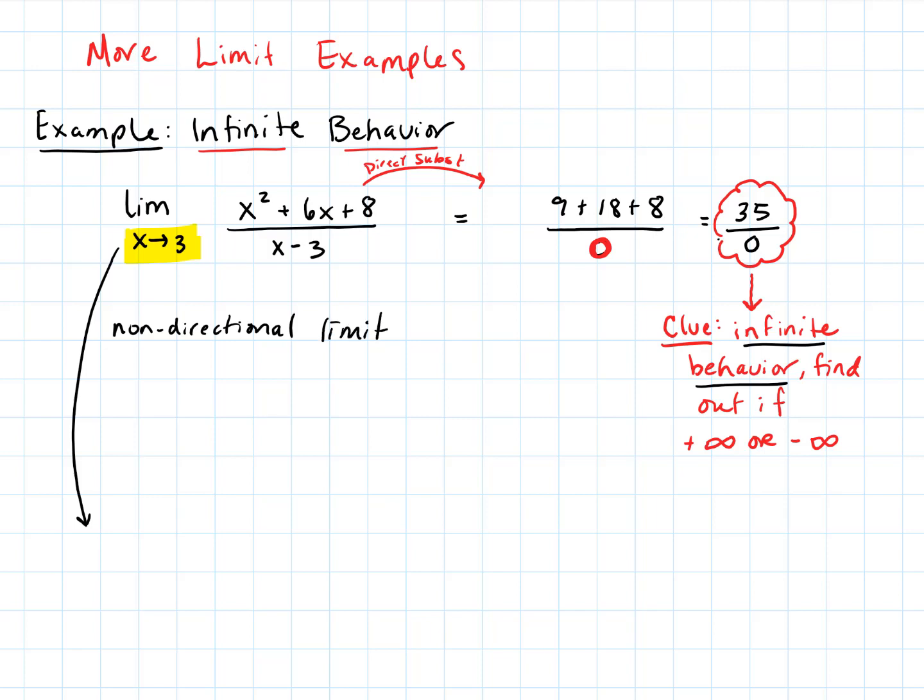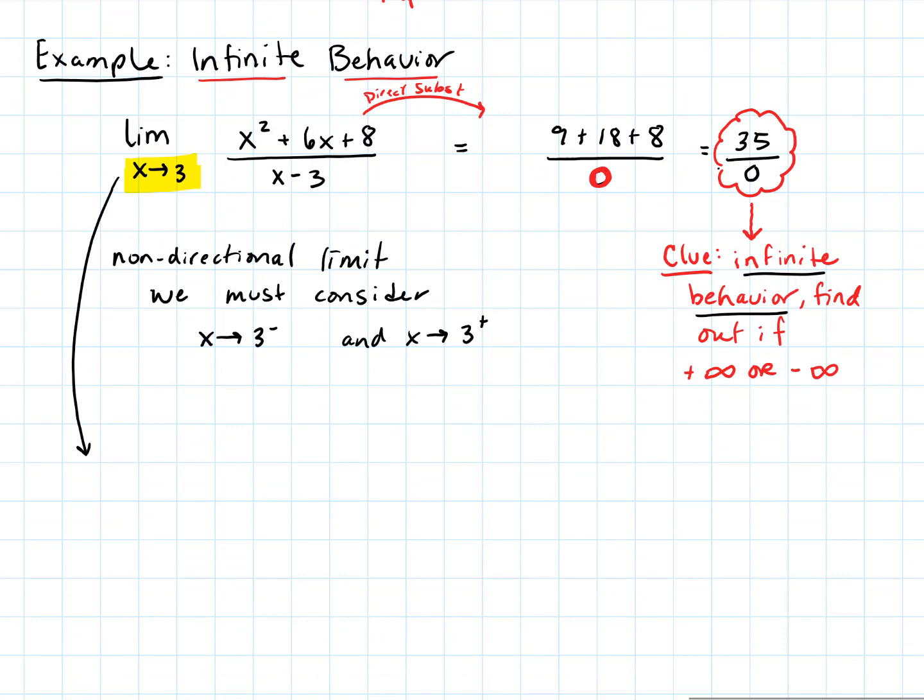So a non-directional limit means we must consider both sides of 3. We must look at x approaching 3 from the left and x approaching 3 from the right. So in order to compute this limit, in order to determine if this limit exists, since it's a non-directional limit, we have to consider both cases. Now, if that x approaching 3 had a direction on it, if it had that from the left or from the right given, then we would go just to that one side and consider that side. But we actually have to look at both sides. So let's look at both sides.